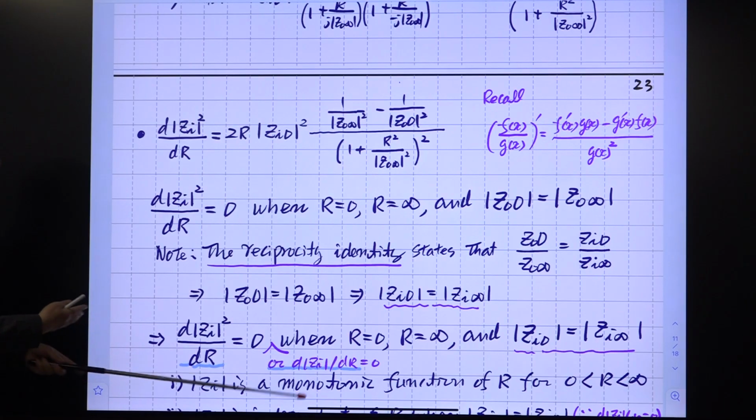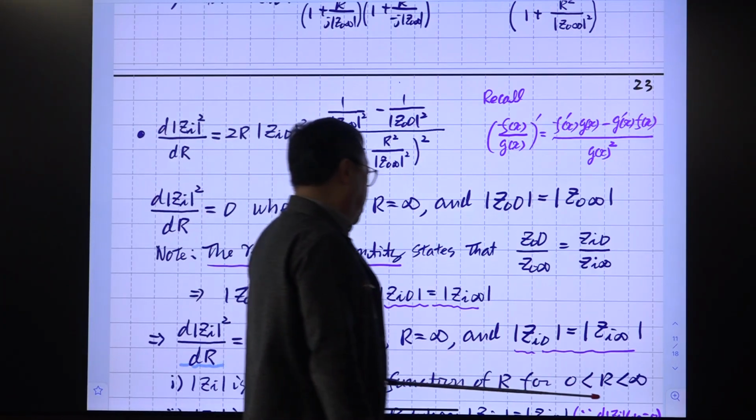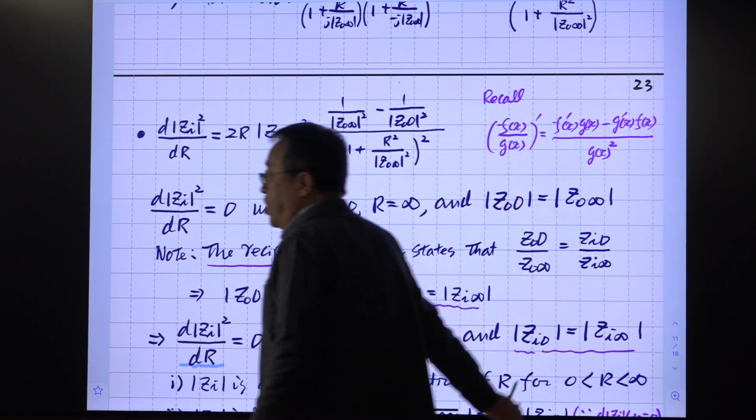That means if the trend of the input impedance magnitude is increasing, then it keeps on increasing. Okay? If the magnitude decreases, it keeps on decreasing. It won't change direction. Okay, it won't change the tendency. That is very important.